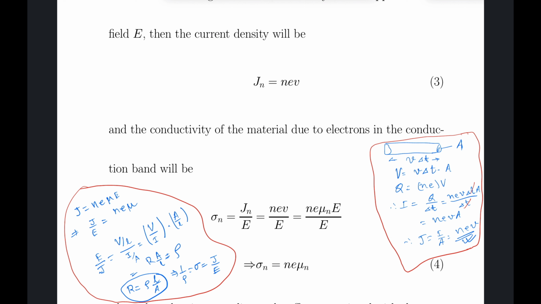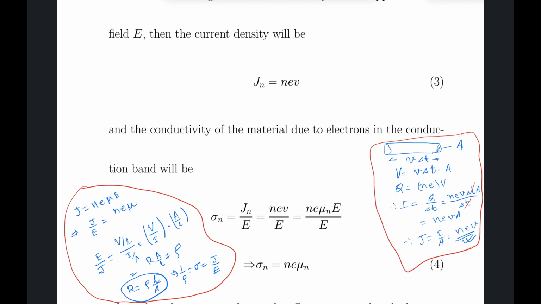And the conductivity of the material. How to find the conductivity? We have seen here that J is equal to n e v. And v in terms of mobility is given as mu into E. We have seen this one. Okay. So J upon E is n e mu. Clear? Now, see what will be E upon J. This is J upon E is n e mu. See what will be E upon J.